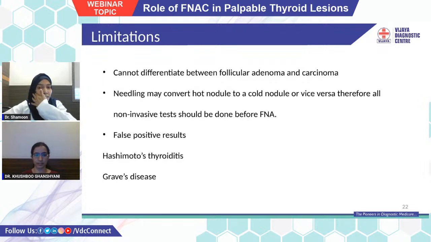Let us see the limitations of thyroid FNAC. This technique cannot differentiate between follicular adenoma and carcinoma. And the needling may convert a hot nodule into a cold nodule or a cold nodule into a hot nodule. Therefore, all non-invasive procedures, TFTs, etc., should be done before the FNAC procedure itself, because it might sometimes lead to false positive results as well, like Hashimoto's and Graves'.